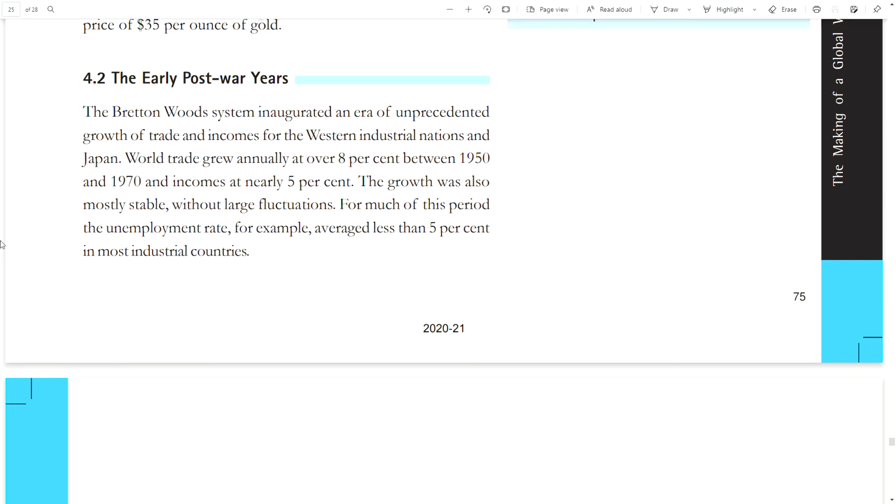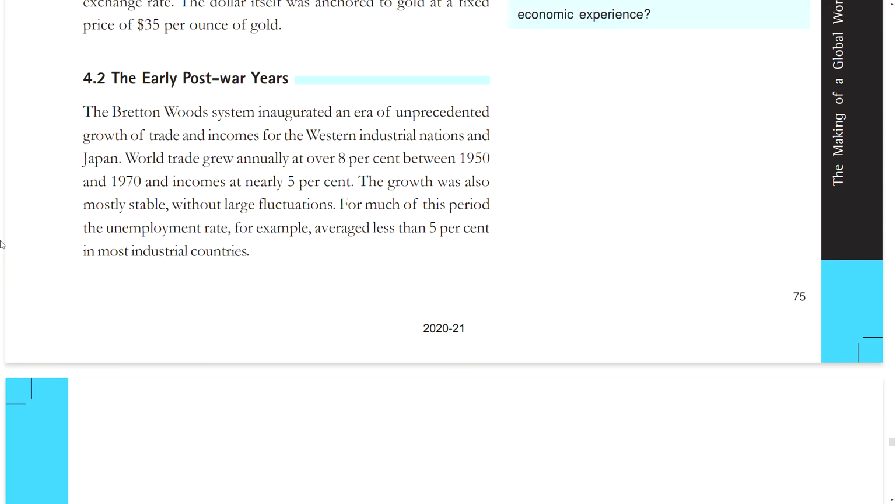The early post-war years. The Bretton Woods system inaugurated an era of unprecedented growth of trade and incomes of the Western industrial nations and Japan. World trade grew annually at over 8% between 1950 and 1970 and incomes at nearly 5%. The growth was also mostly stable without large fluctuations for much of this period. The unemployment rate, for example, averaged less than 5% in most industrial countries.